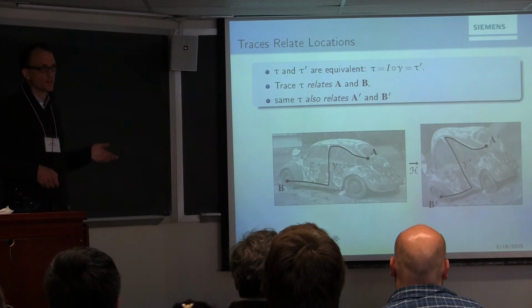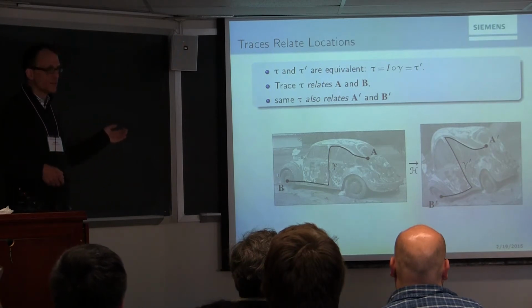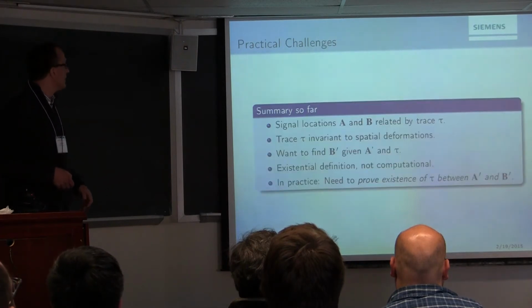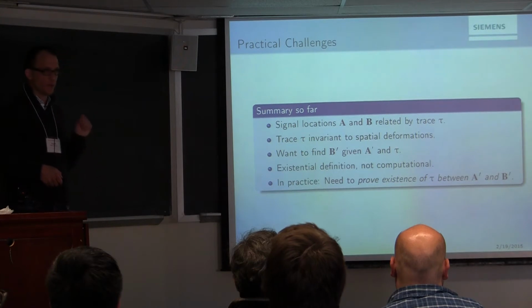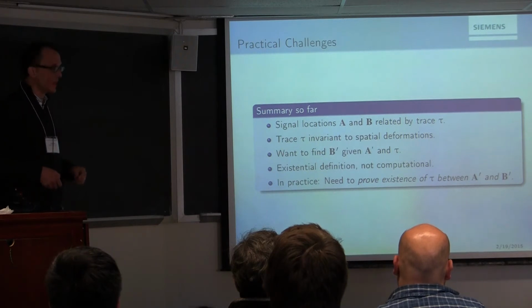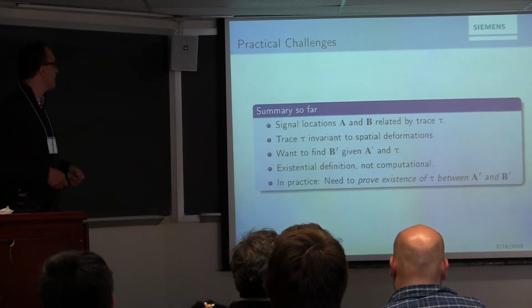We then say that the trace relates A and B, and it does that in the original space as well as the deformed space. And it's the same trace. Now, what do we have so far? We have a means of relating two signal locations by the trace tau, which is just the image function along an arbitrary curve between the points. Now we have given A and B, and A prime, and we would like to find B prime, basically, given the tau.